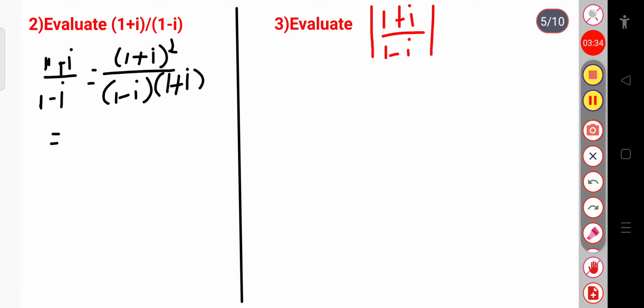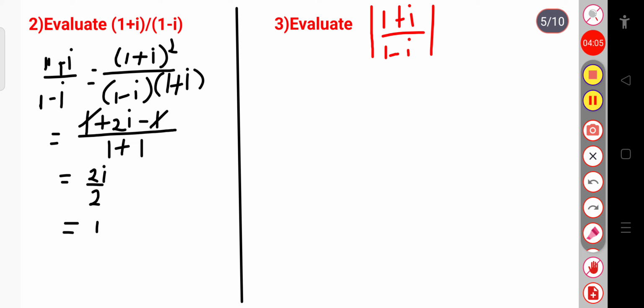That will be equal to 1 plus i whole square, means this is in the form of a plus b whole square. So, I can write this will be 1 plus 2i minus 1, because i square is minus 1, divided by, this is in the form of a minus b into a plus b, 1 minus i into 1 plus i. So, this will become 1 plus 1, because i square is minus 1, the 1 gets cancelled, 2i divided by 2. So, that will be equal to simply iota, clear.